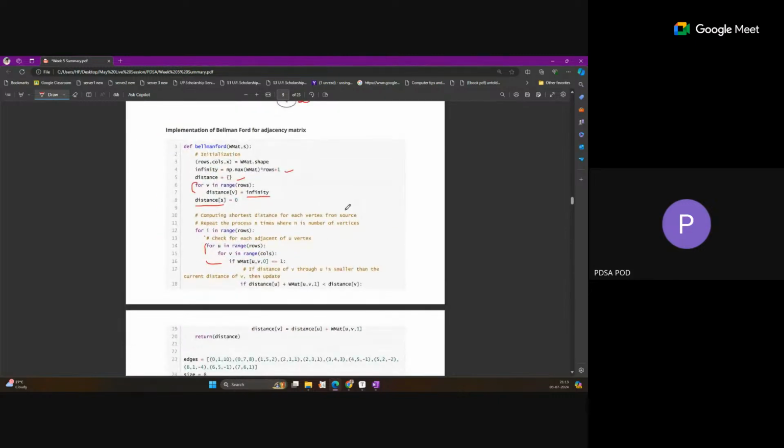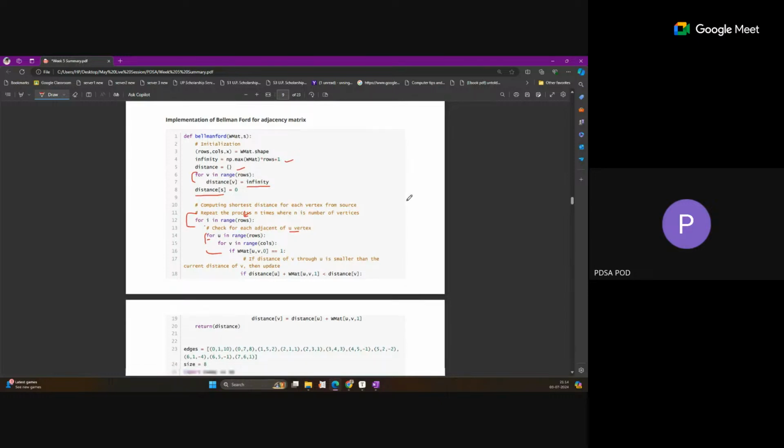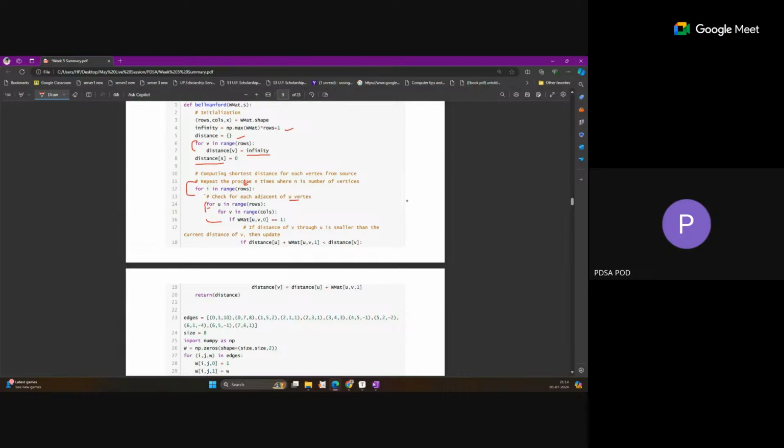Now you can see the first loop represents the number of iterations for the same process, which depends on the number of vertices. Now for each vertex u, we check each adjacent vertex. For u in range rows, that means we are traversing each vertex, and for v in range columns, we look at all columns. If a u-v edge is there, then we will update the distance.